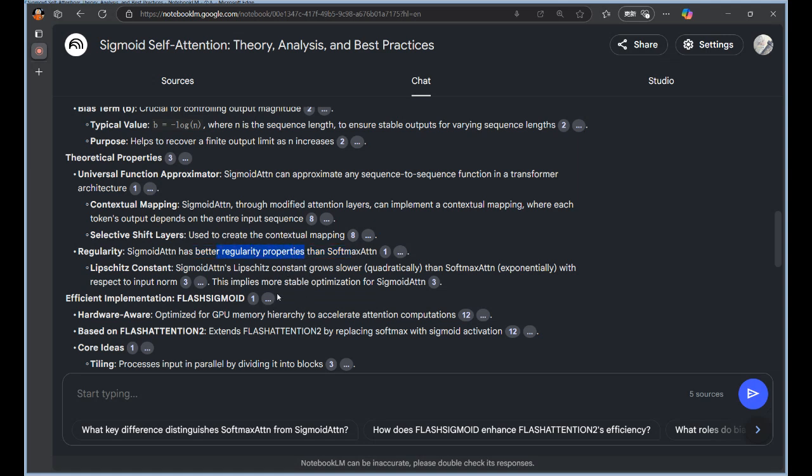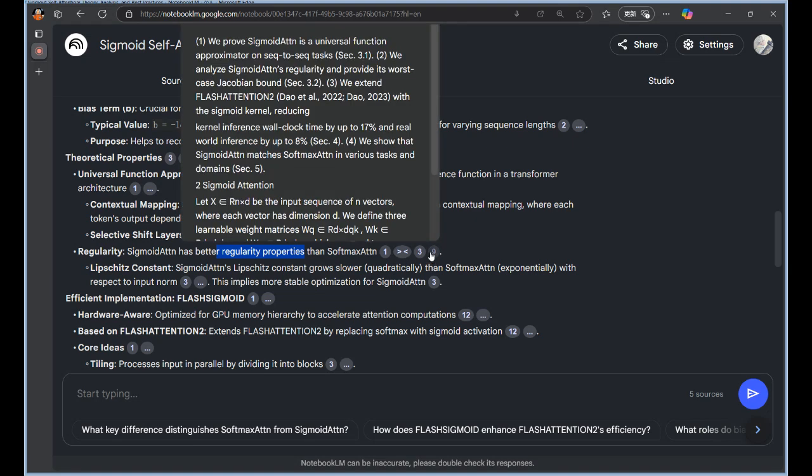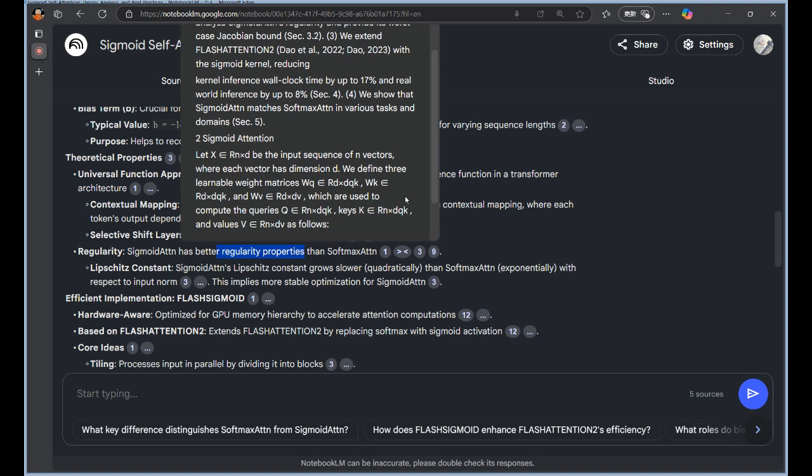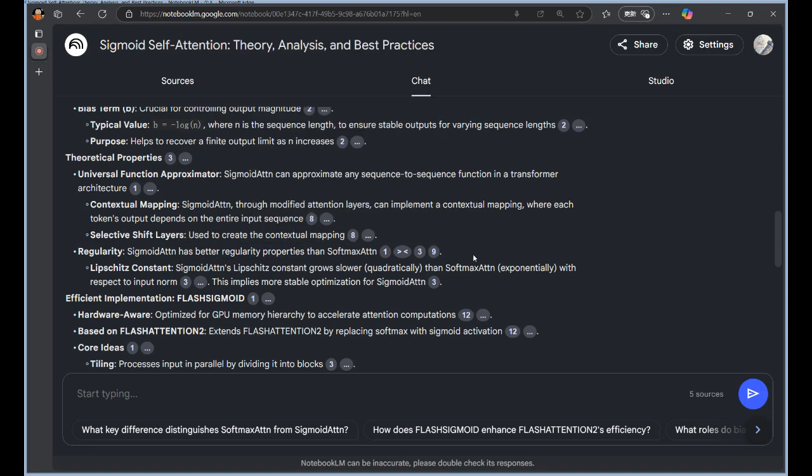Right? We need to see how it performs in the real world. Absolutely. That's the true test. Can sigmoid attention actually deliver on its promises in real-world tasks? That's what we'll dive into next. Okay, I'm ready for it. Let's see what this Sigmoid attention can really do.